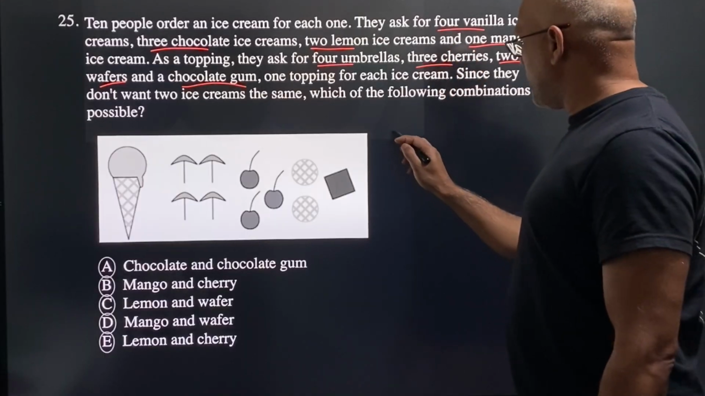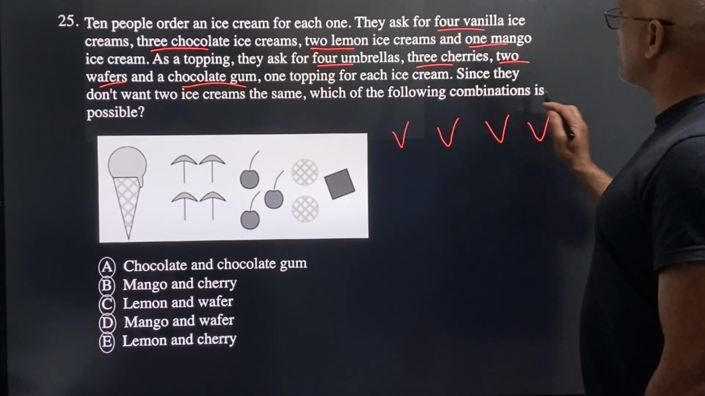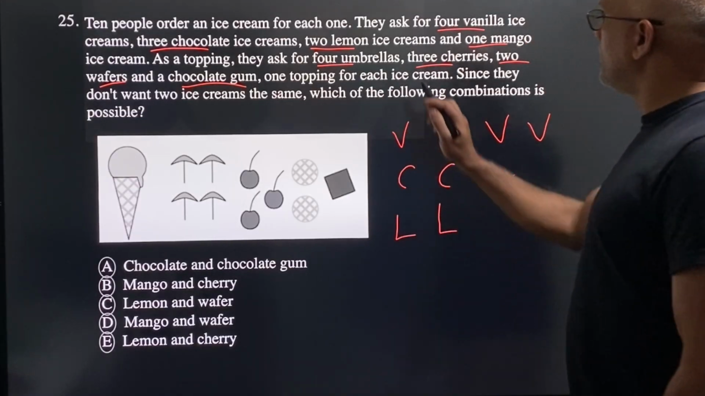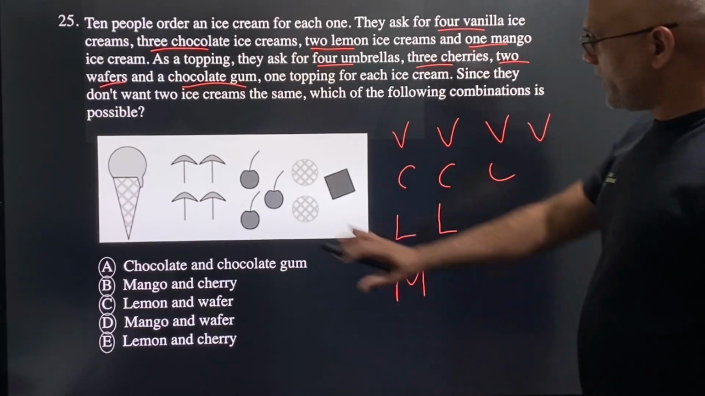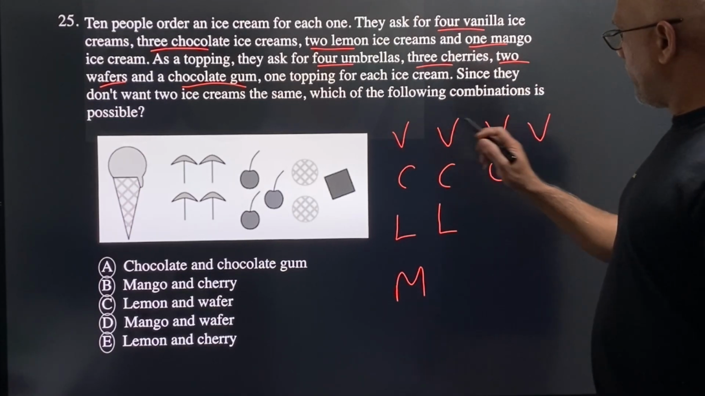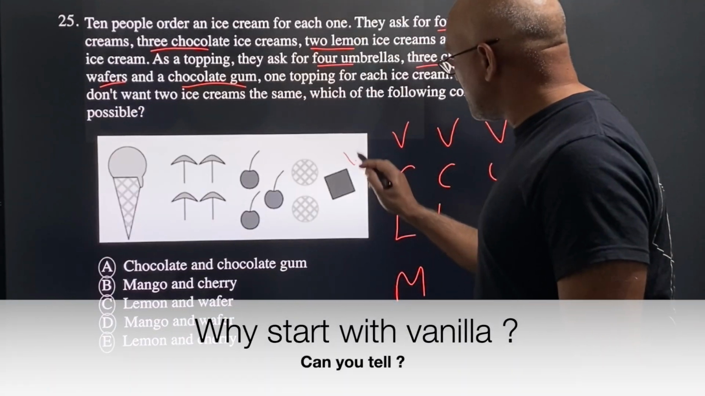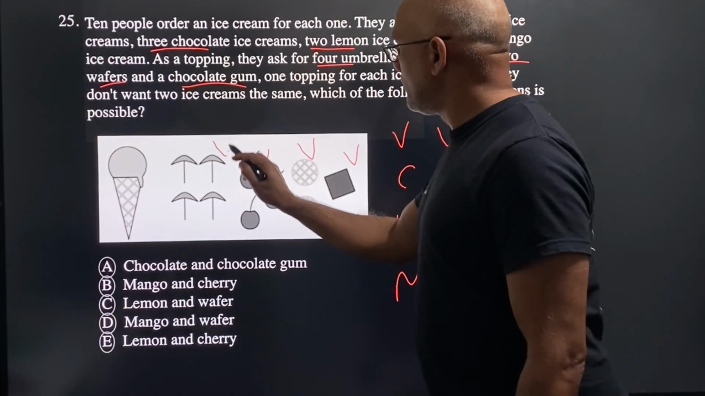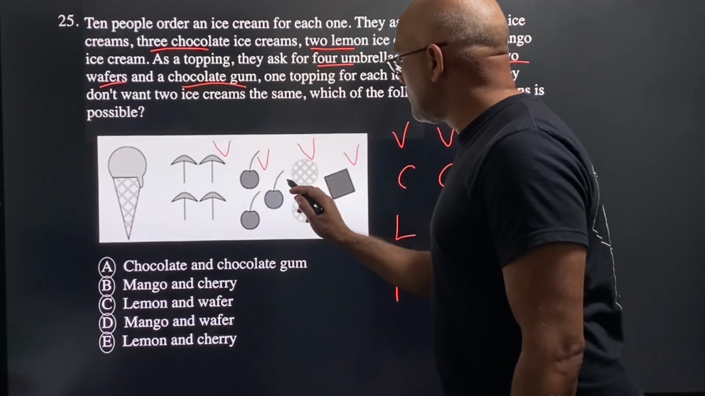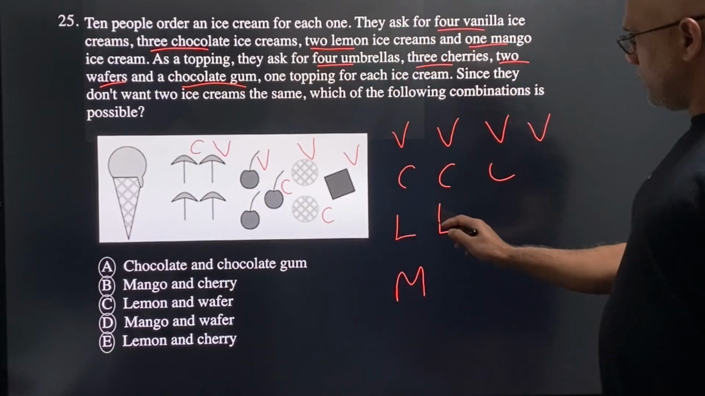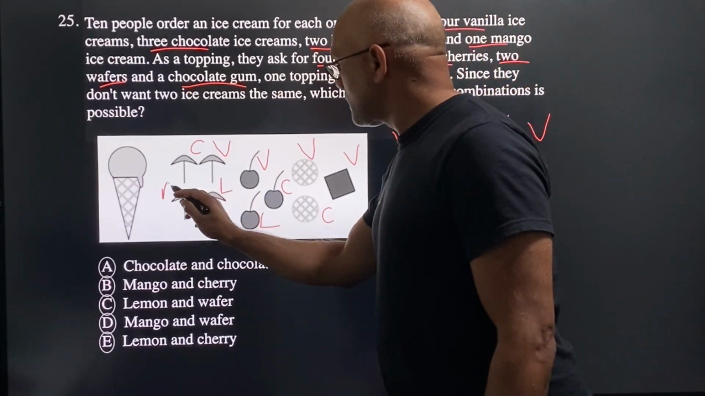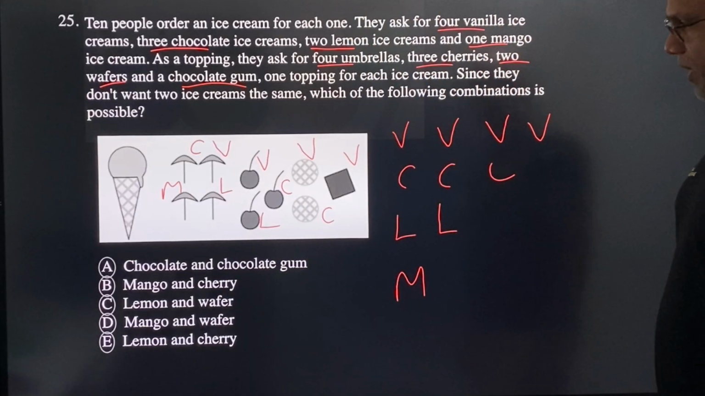Okay, so I have 4 vanilla. Let me write V for vanilla. So I have 4 of those. 3 chocolate, C for chocolate, 2 lemon, L for lemon, and 1 mango. And these are the toppings. I don't want 2 ice creams to look the same. So let's start with vanilla. So I can have this vanilla, vanilla, vanilla, vanilla. So vanillas are all different. Now the chocolates. So I can have this as a chocolate, chocolate, and chocolate. Lemon, I can have this as a lemon, this as a lemon, and mango, this as mango. So all ice creams are different.